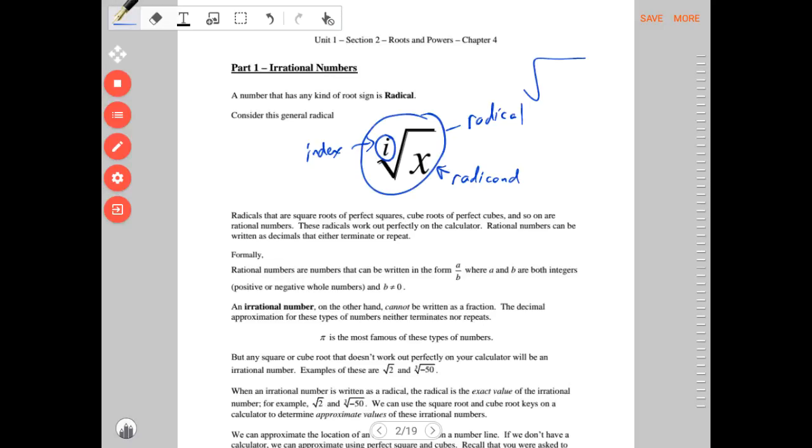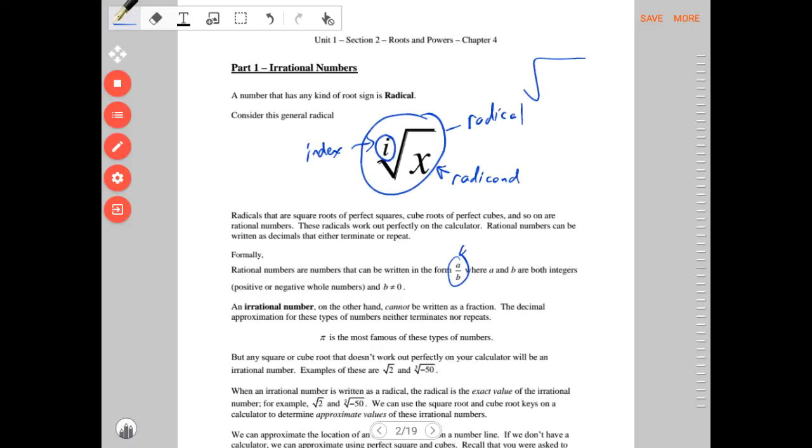Rational numbers can be written as decimals that either stop or repeat. Okay, so those are rational numbers. Formally, rational numbers are numbers that can be written in the form a over b, where a and b are both integers, so positive and negative whole numbers. Basically, guys, a rational number is any number that can be written as a fraction. Okay? Irrational numbers, on the other hand, cannot be written as fractions.